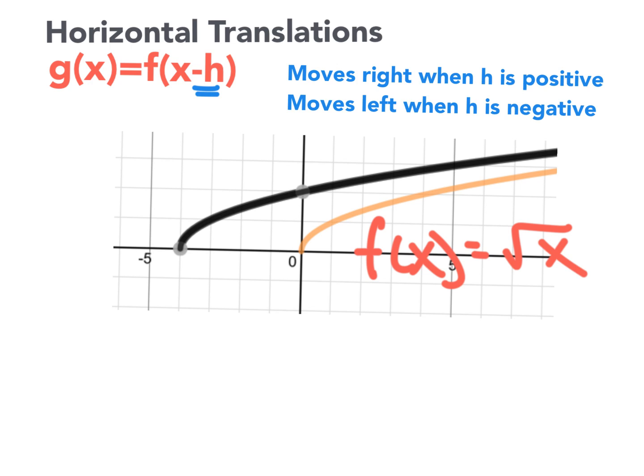All right, so let's try to write the equation of this black function here. We see that it has moved left 1, 2, 3, 4 units. So plugging in a negative 4 here would give me x minus negative 4, or g of x is equal to the square root of x plus 4.